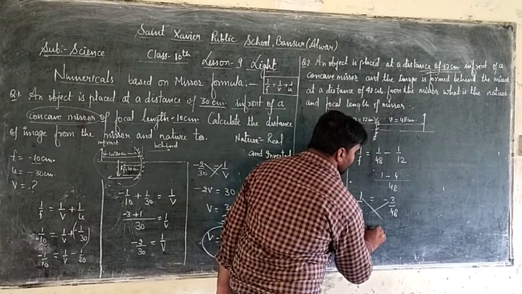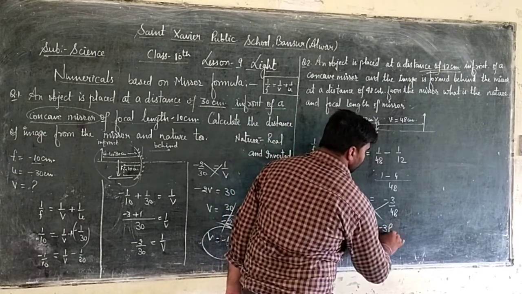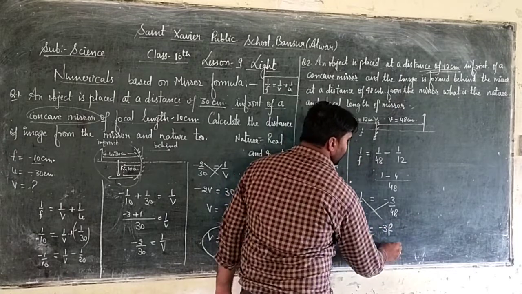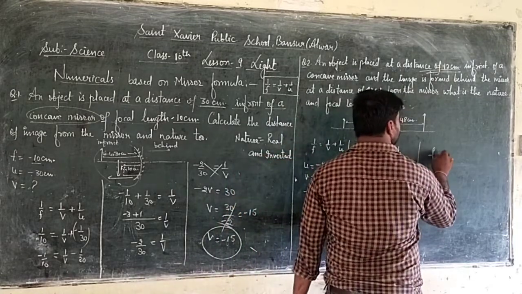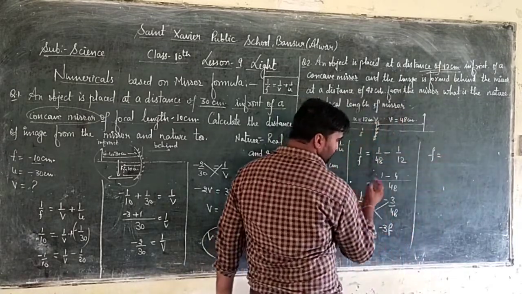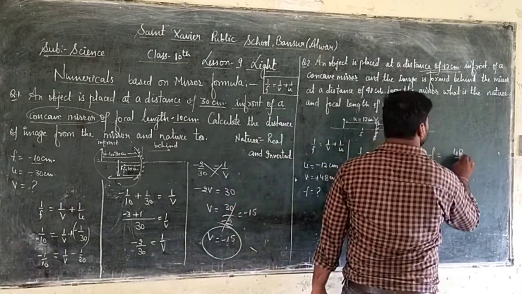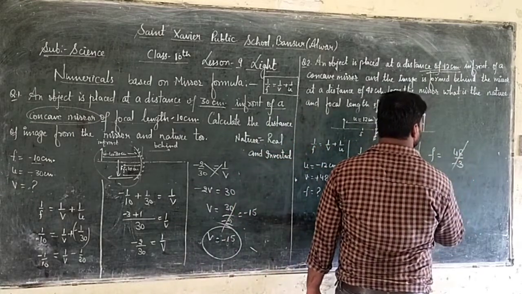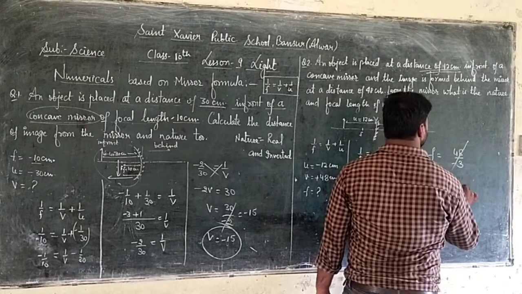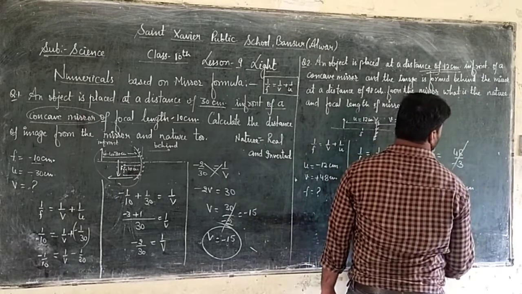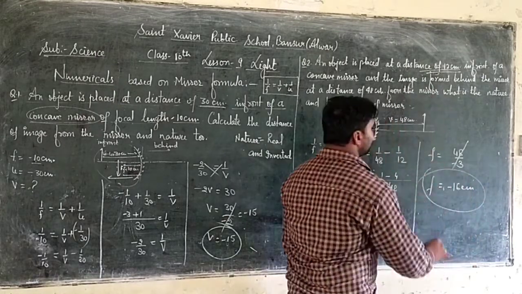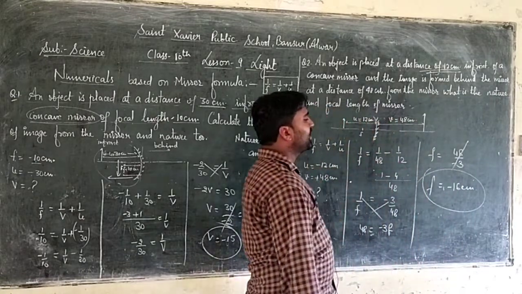After cross multiplying, it will be 48 equal to negative 3 times f. When we want small f, this will be 48 by negative 3. After cutting this, we will get negative 16 centimeter. So the value of f is negative 16.